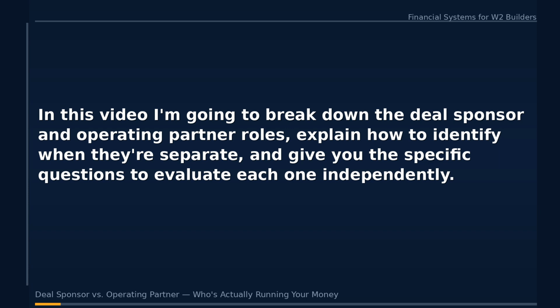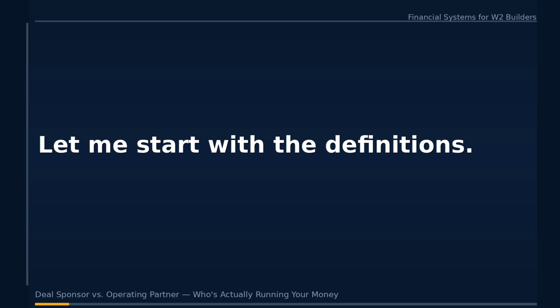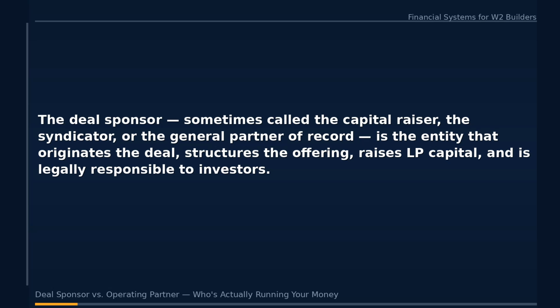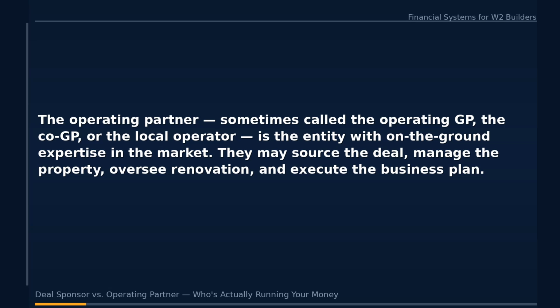The deal sponsor, sometimes called the capital raiser, the syndicator, or the general partner of record, is the entity that originates the deal, structures the offering, raises LP capital, and is legally responsible to investors. The operating partner, sometimes called the operating GP, the co-GP, or the local operator, is the entity with on-the-ground expertise in the market. They may source the deal, manage the property, oversee renovation, and execute the business plan.